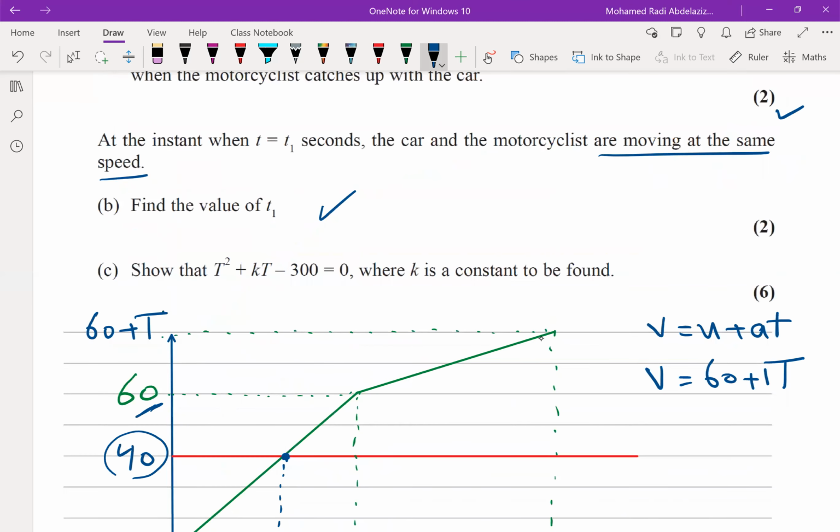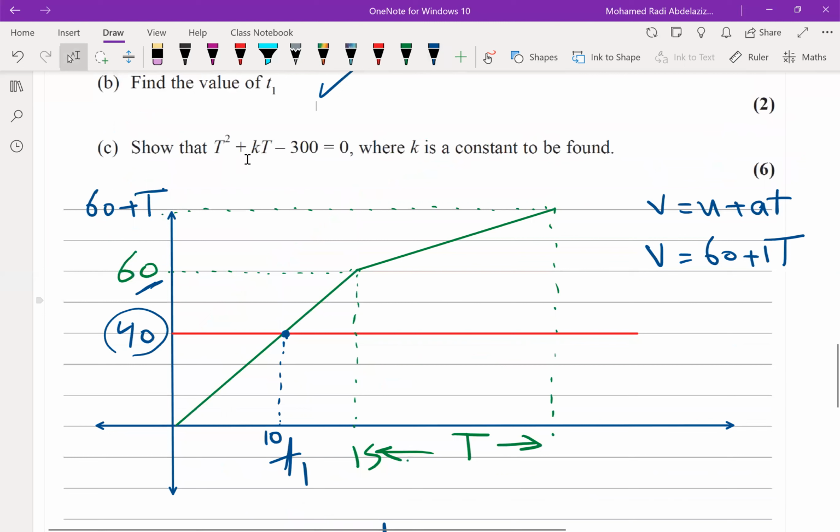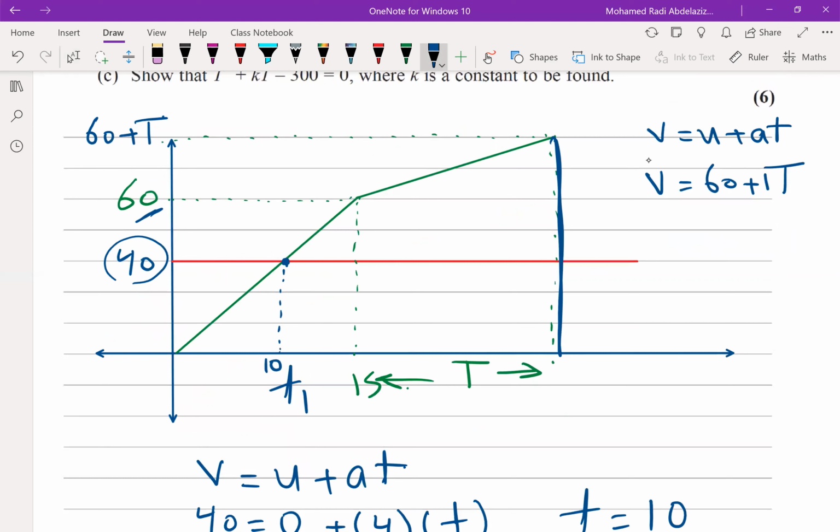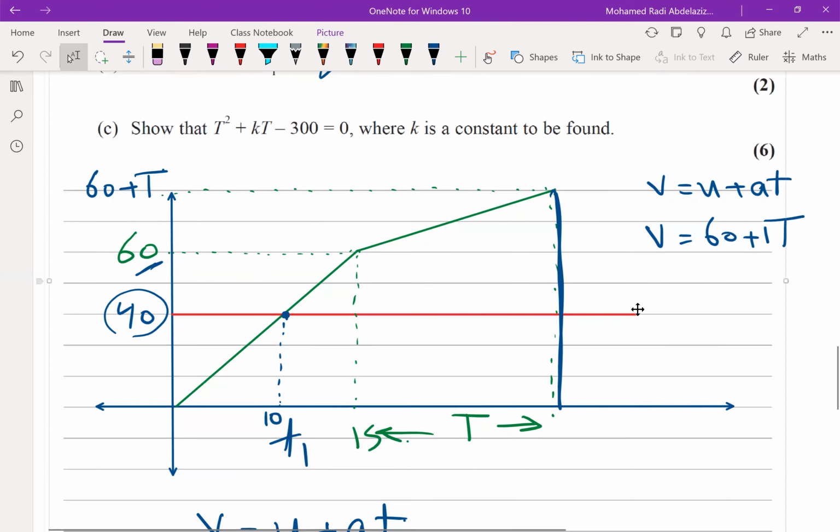This is part B. Part C: show that t squared plus kt minus 300 is equal to 0, where k is a constant to be found. To get this equation, the common quantity in between is the distance covered. If they meet at this point, the distance covered by the car, the area of the rectangle, is equal to the distance covered by the motorcyclist. We can divide it into a triangle and a trapezium. First, the area of the car is equal to the area of the motorcyclist.